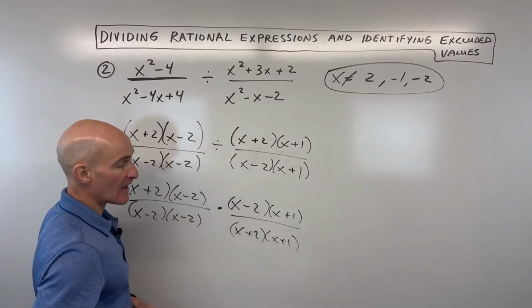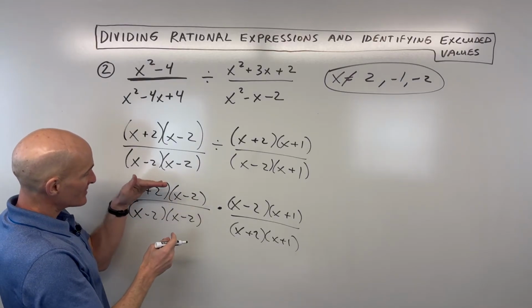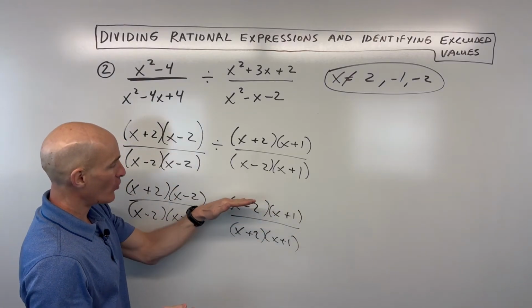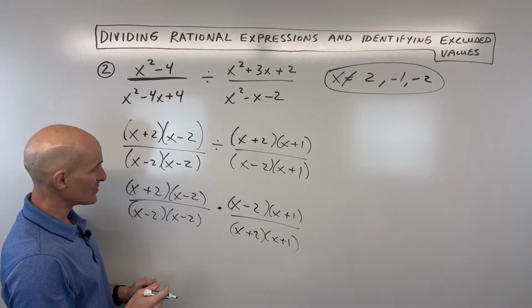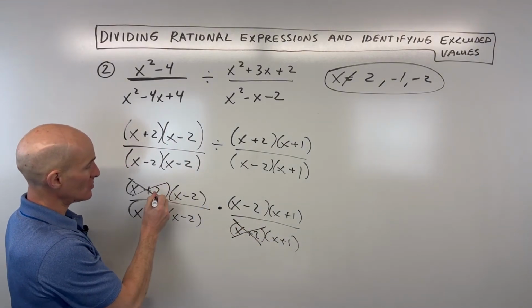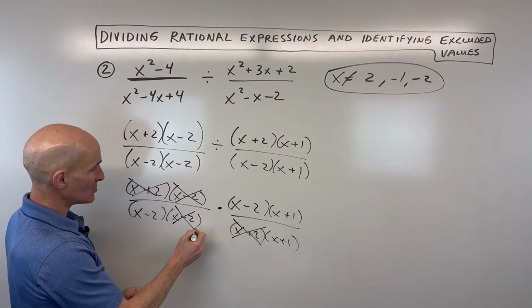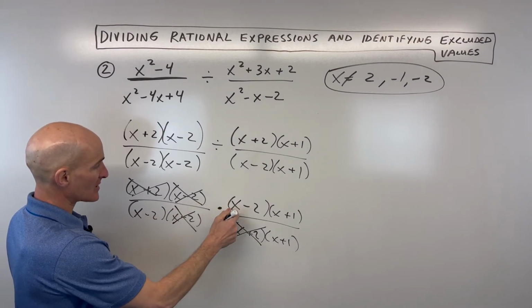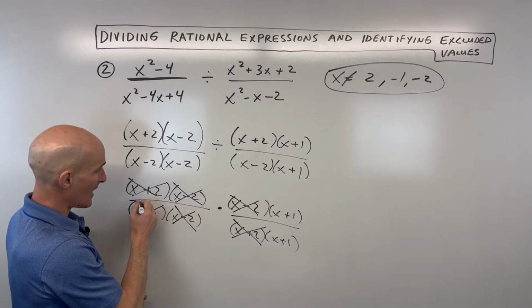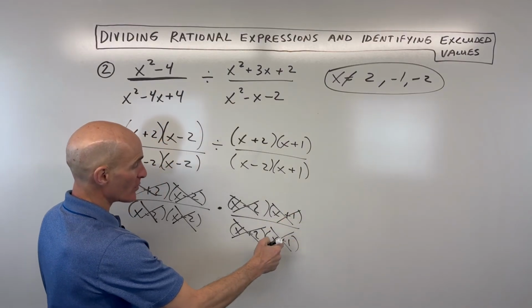And then this is kind of the fun part, I guess, at least for me. I like to reduce these down. So top and bottom, or on the diagonals, top and bottom. So let's see, we've got x plus 2 canceling with x plus 2. X minus 2 is canceling with x minus 2. Here we also have another x minus 2, numerator and denominator. And these x plus 1s are canceling, numerator and denominator.